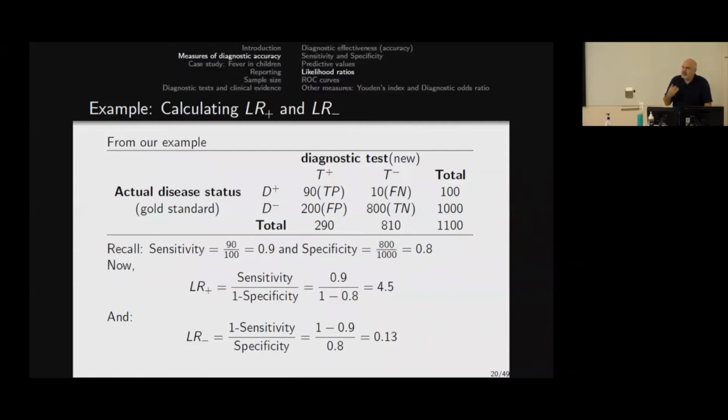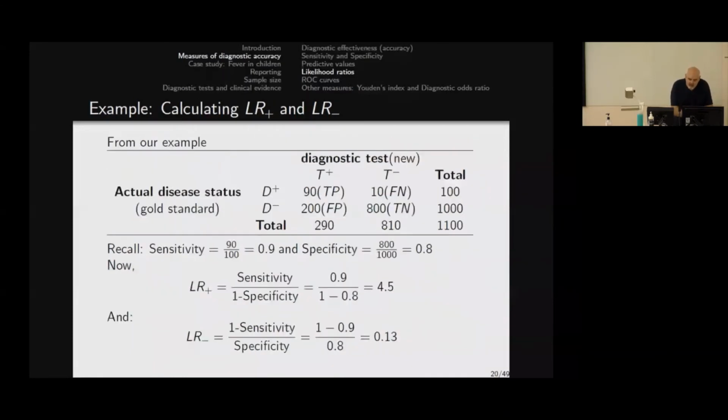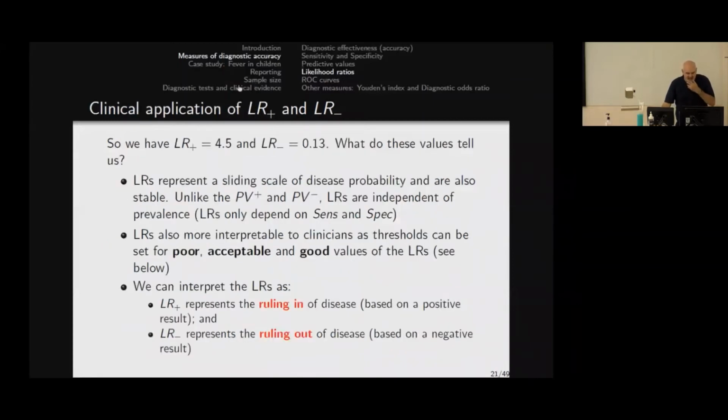How most clinicians use likelihood ratios is they sort of forget what they mean. I guess that's not the worst thing in the world. They tend to use guidelines about what is a good positive likelihood ratio and what is a bad likelihood ratio. So in our case, we have LR plus equals 4.5 and LR minus equals 0.14.